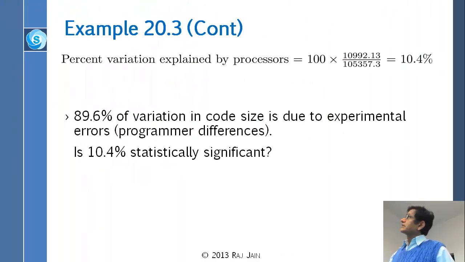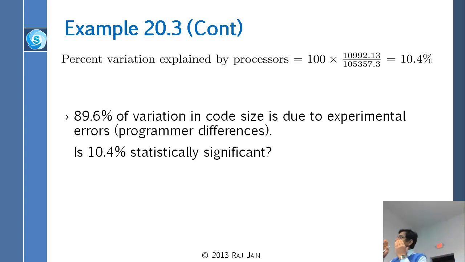So the process explains only 10%. 86% is explained by experimental errors. That's not very good news. So now the question is: is this statistically significant? Now, the thing is, statistical significance is a different thing from importance.